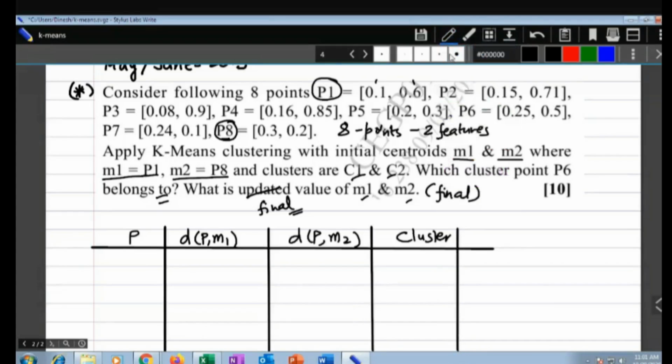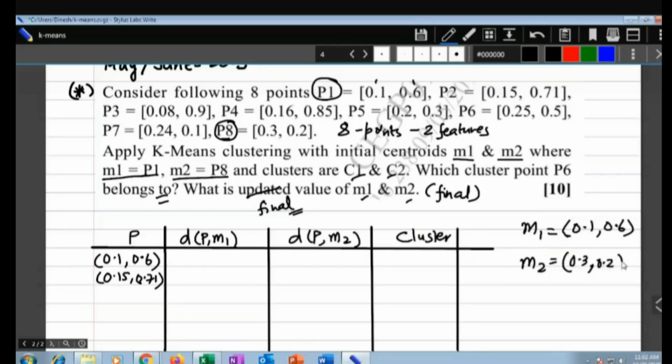Okay, P1, what is P1? 0.1 and 0.6. What is P2? P2 is 0.15 and 0.71. So what you will calculate is the distance of P with M1. What is your M1? M1 is given as equal to P1, so M1 is nothing but 0.1 and 0.6, and M2 is P8, so that is 0.3 and 0.2.